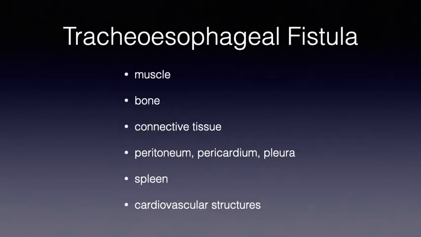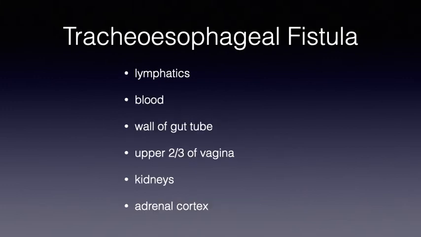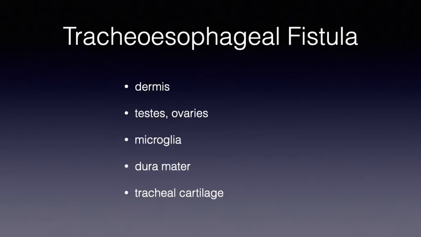Maybe you learned this for MCAT. What germ layer do these come from? Bone, the wall of the gut tube, cardiovascular structures, tracheal cartilage, kidneys, muscle. Correct. Those are derived from mesoderm. So VACTERL Association is a bunch of mesodermal defects. We know the TE of VACTERL is for the tracheo and esophageal of tracheoesophageal fistula.